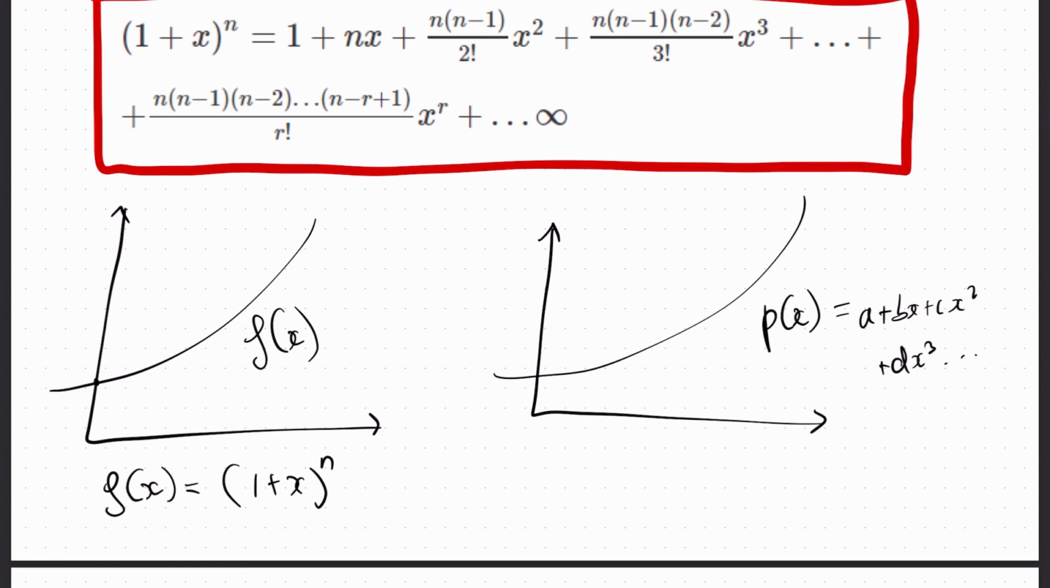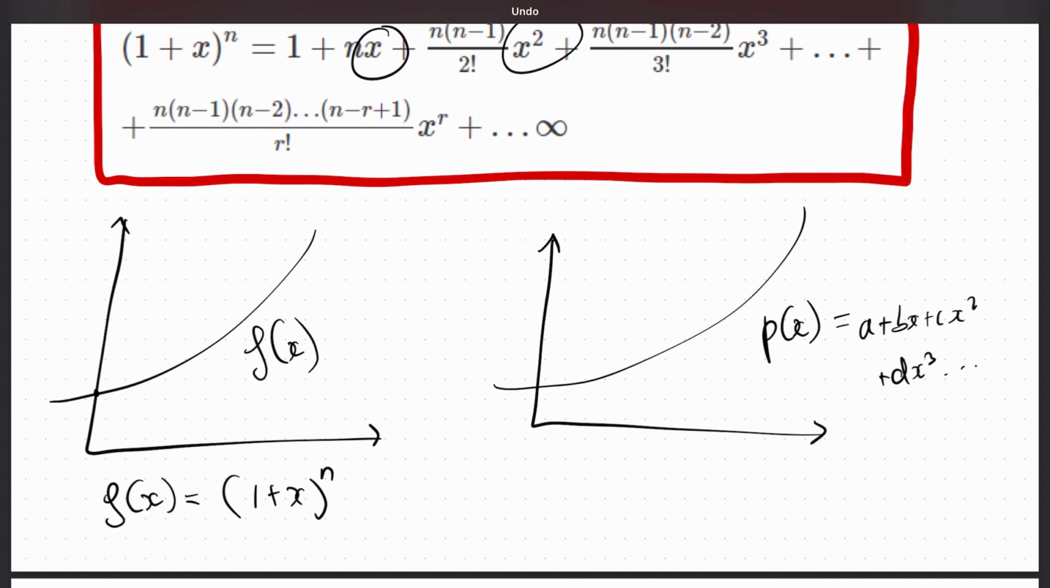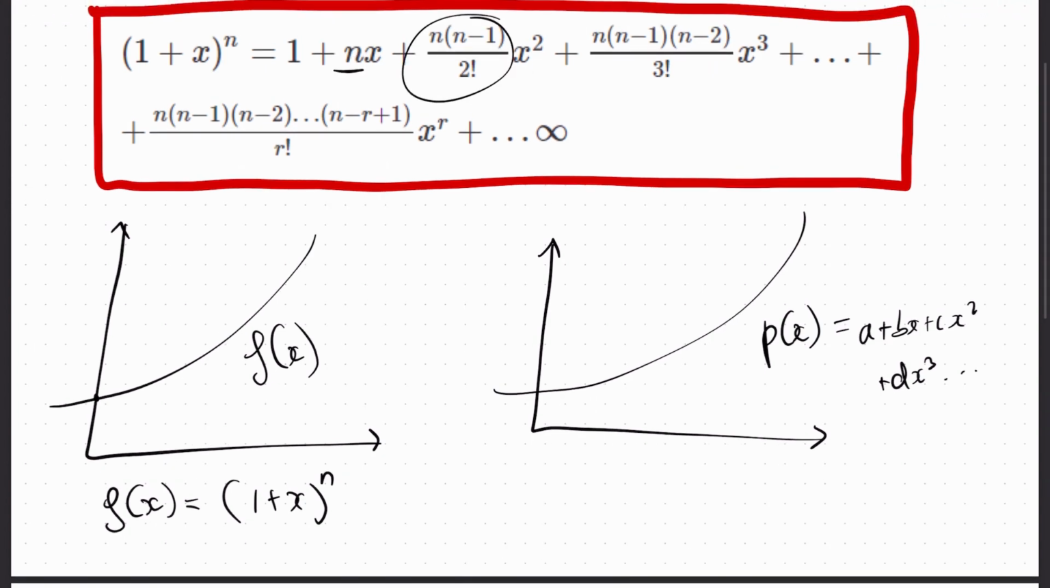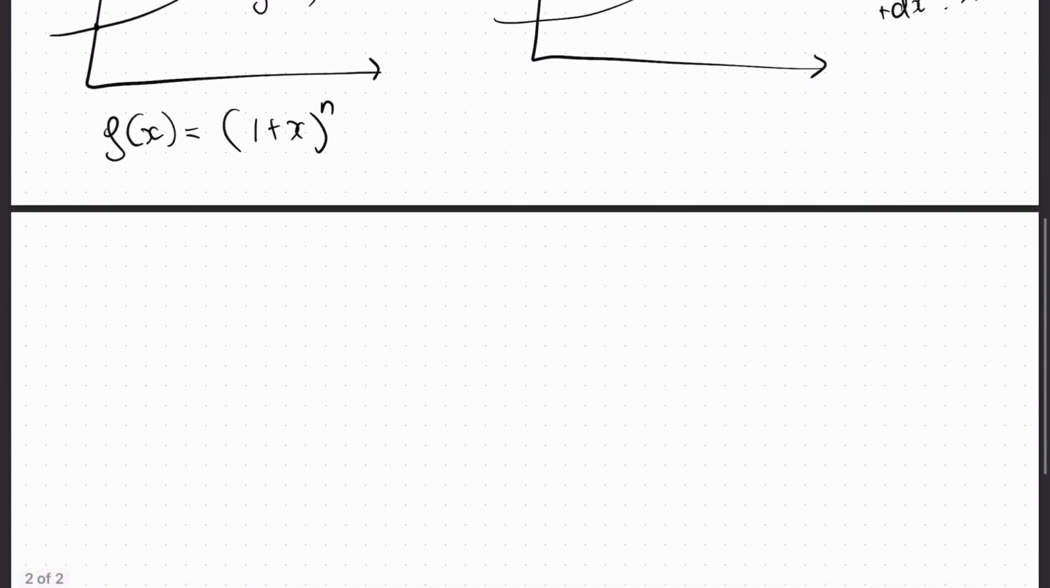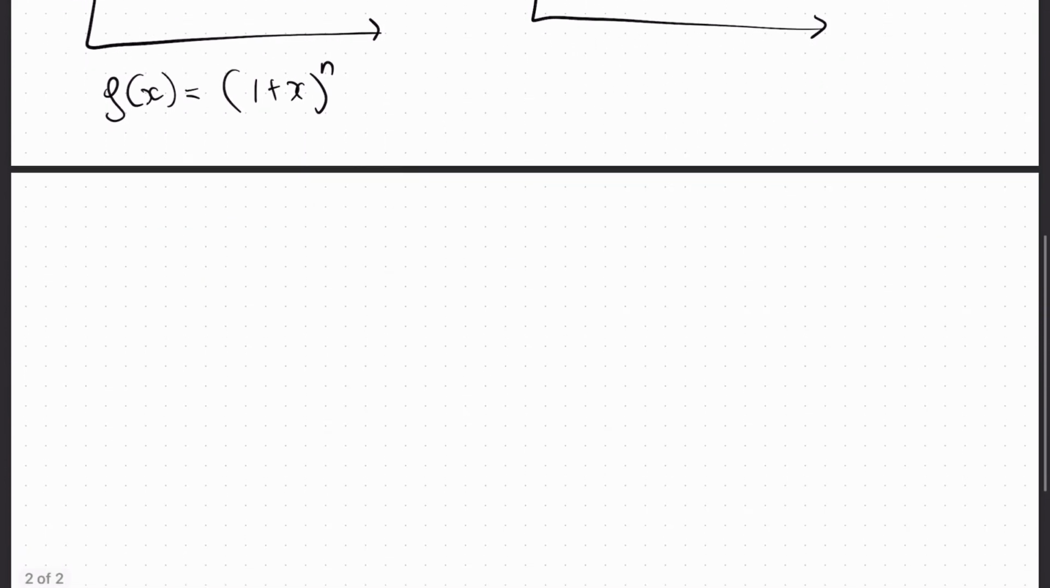Our goal is to match this to a polynomial, and you can actually see that this is a polynomial. You see we've got the x squared, x cubed, and then it goes on to x to the infinity like this, and all of the n terms are just constants. So this is in fact a polynomial. But we've got f of x and we want to match it to a p of x.